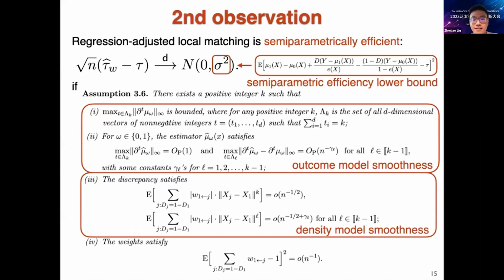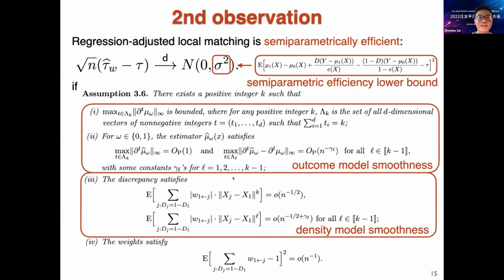So the first part, the outcome model smoothness, states that the estimated outcome model can estimate the true outcome model and its derivative to some order. And of course, for the higher order derivative, the approximation accuracy can be a little bit slow. And this one, density model smoothness, is very important.